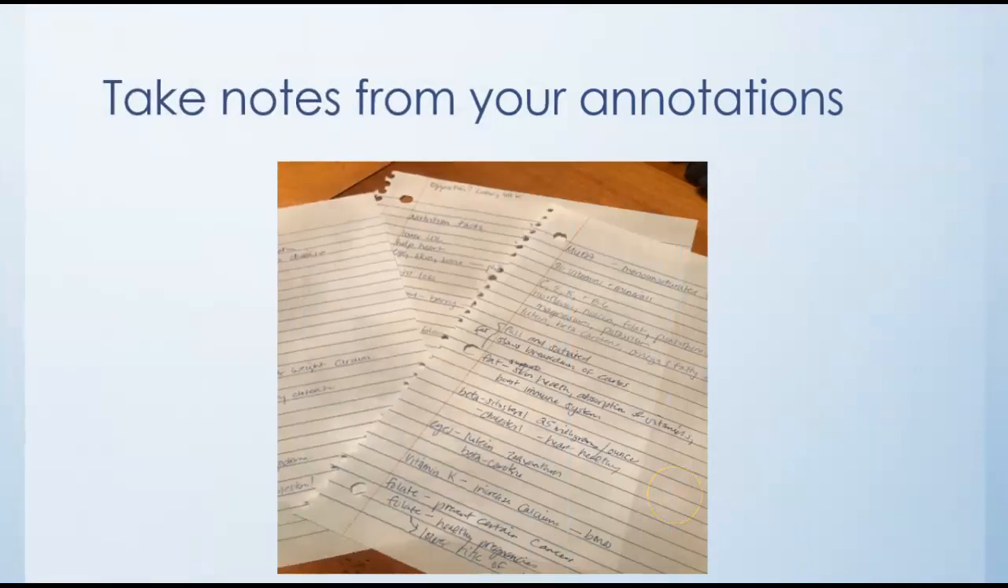After you've annotated all of your sources, get out some notebook paper and make notes of all the annotations. These do not have to be long and drawn out. They just need to be lists of what you have found. Don't worry about order or organization at this point. You're just getting the information down on paper.